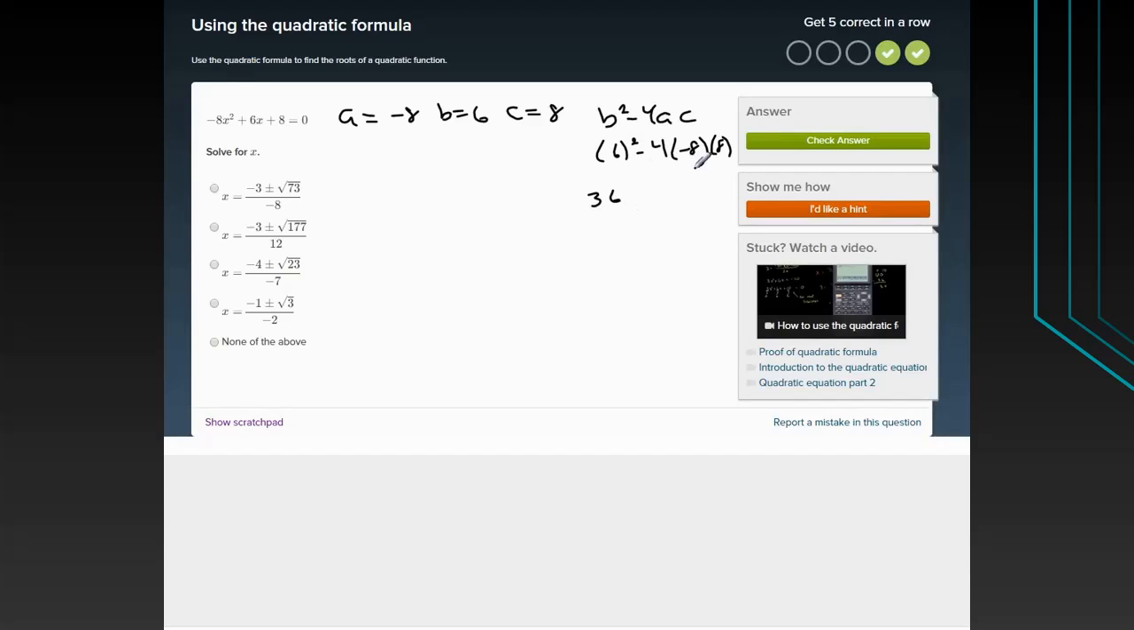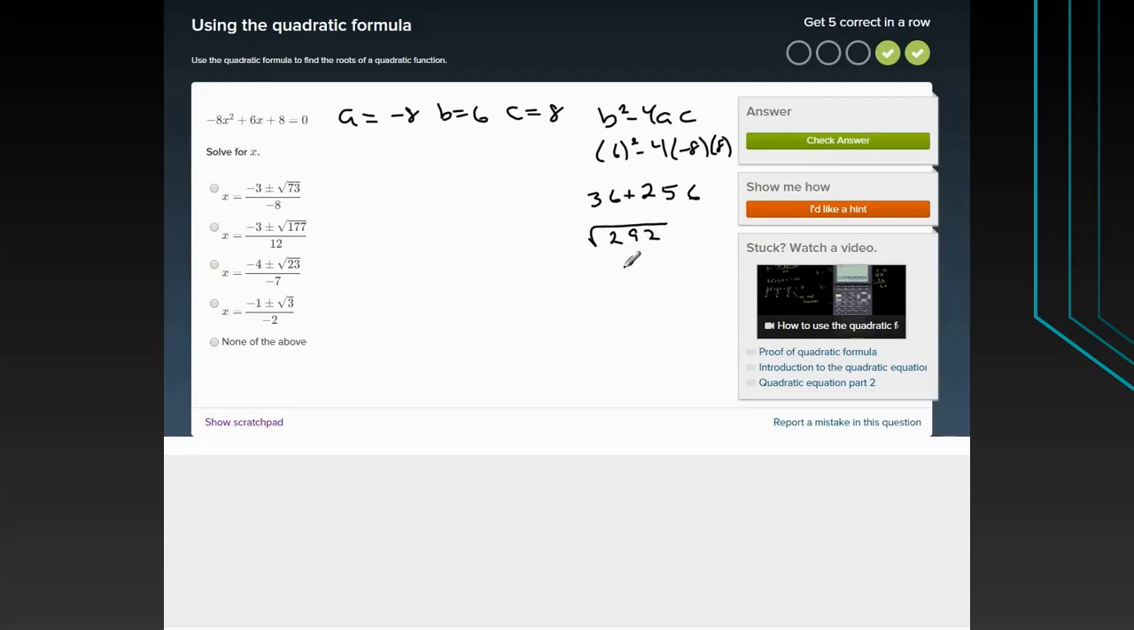Negative 4 times negative 8 is positive 32. Positive 32 times a positive 8 is going to give you 256. We're then going to add those two numbers together. So 256 plus 36 is 292.